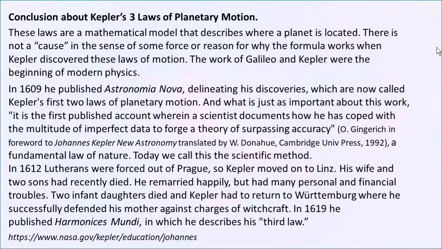In 1609, he published the book Astronomia Nova, delineating his discoveries, which are now called Kepler's first 2 laws of motion. And what is just as important about this work, to quote from another source, it is the first published account wherein a scientist documents how he coped with the multitude of imperfect data to forge a theory of surpassing accuracy, and a fundamental law of nature. Today we call this the scientific method.